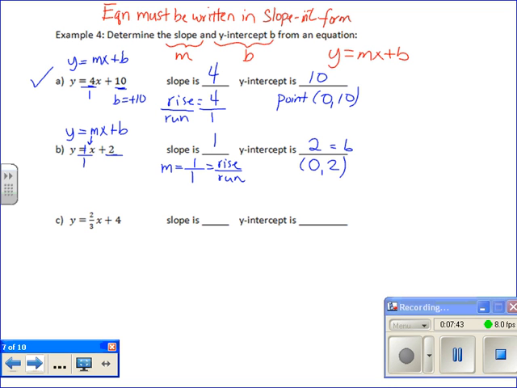y is equal to 2/3 x plus 4. That is in y-intercept form because I have the mx plus a number all by itself, so that last number must be b. So b is equal to 4. In other words, that's the point 0, 4. And my slope is the number that's being multiplied by x, so it's 2/3. That means the top number 2 is my rise, and the bottom number 3 is my run. Positive slope.